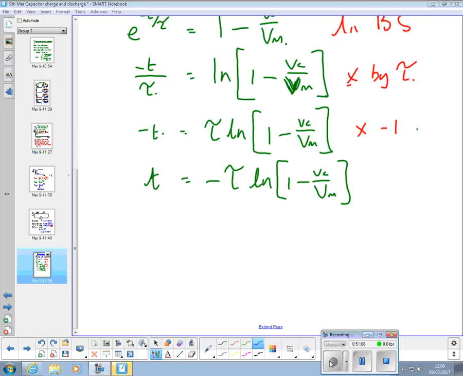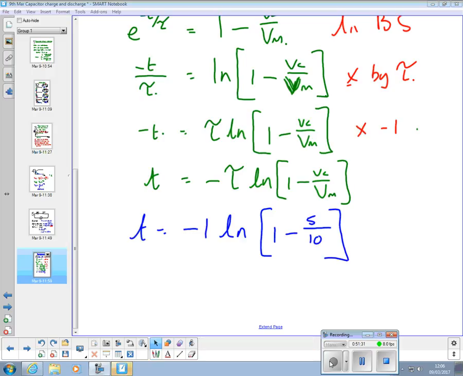So now what we can do is put our numbers in. t is equal to minus 1, because that was our time constant, times ln of 1 minus Vc. Vc was what we're looking for, when that's 5 volts, when we're applying 10 volts. That'll give us the time when the capacitor voltage is equal to 5. Where are we expecting it to be with a time constant of 1 second?